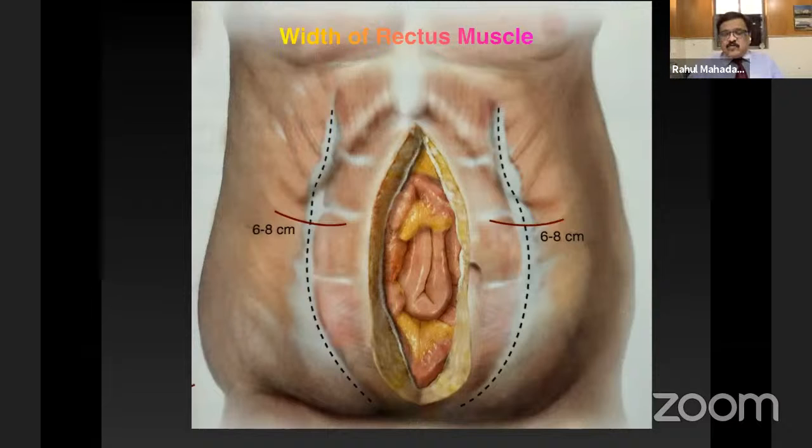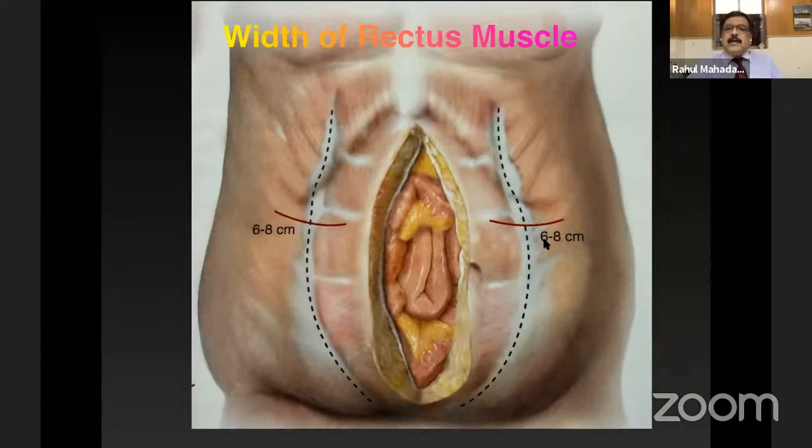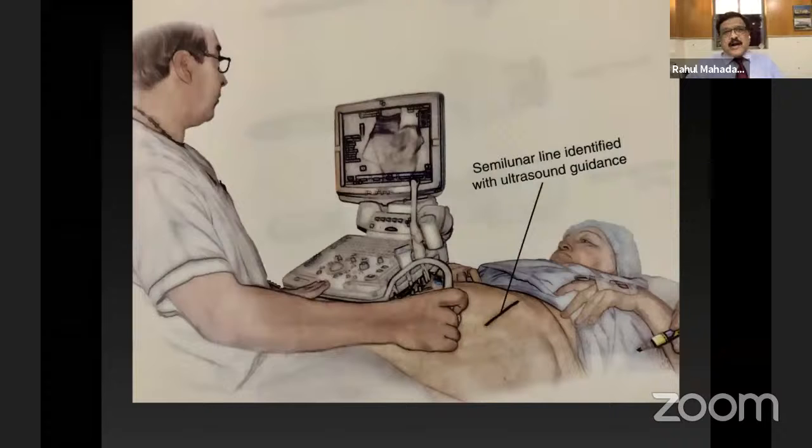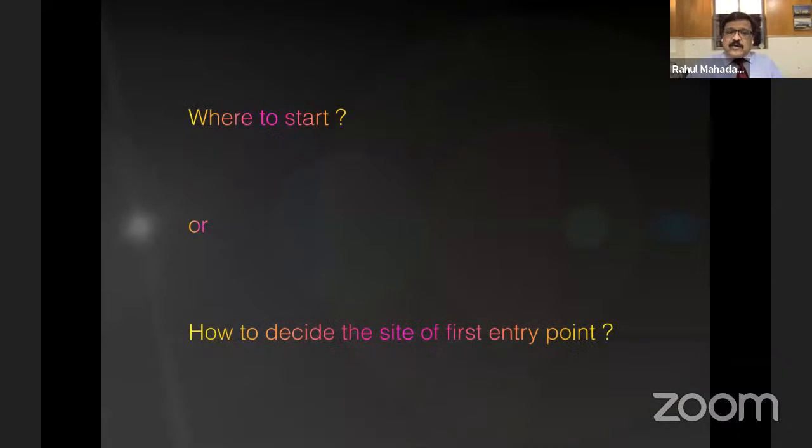So the rectus muscle size ranges from 4.5 centimeters to 12.5 centimeters, with an average of 6 to 8 centimeters. So on average, you can see 6 to 8 centimeters of rectus muscle width for any human being. Now, how can you mark the semilunar line? The semilunar line is identified with the help of ultrasound guidance. If ultrasound is available in your OR, then it's OK. But if it is not there, then what to do?